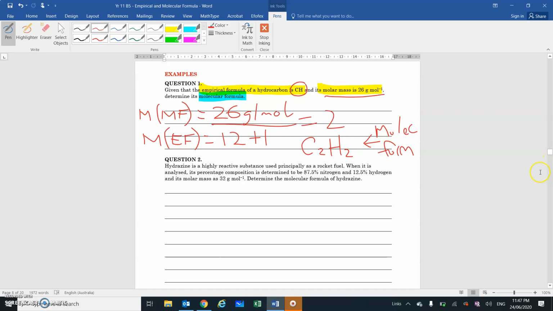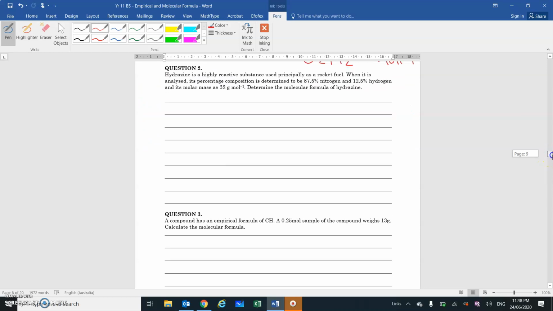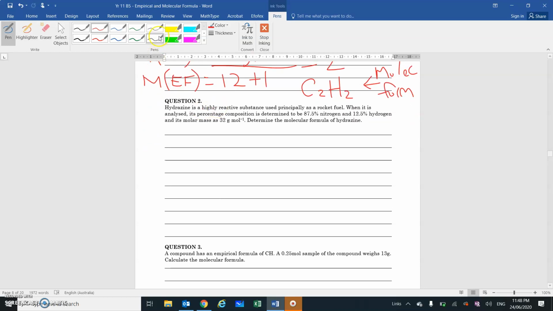All right, let's have a go. So that was an intro type question. Let's have a go at question 2. It's a bit trickier. Hydrazine is a highly reactive substance, I should say. When it is analyzed, its percentage composition is determined: 87.5% nitrogen, 12.5% hydrogen, and we're told its molar mass. And we need to work out the molecular formula of hydrazine.